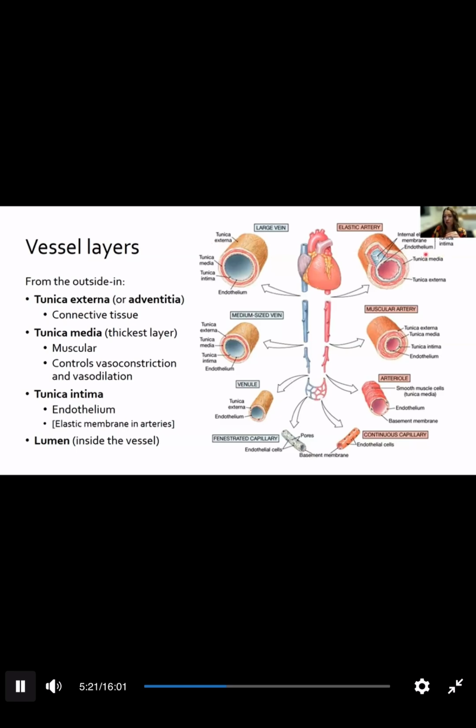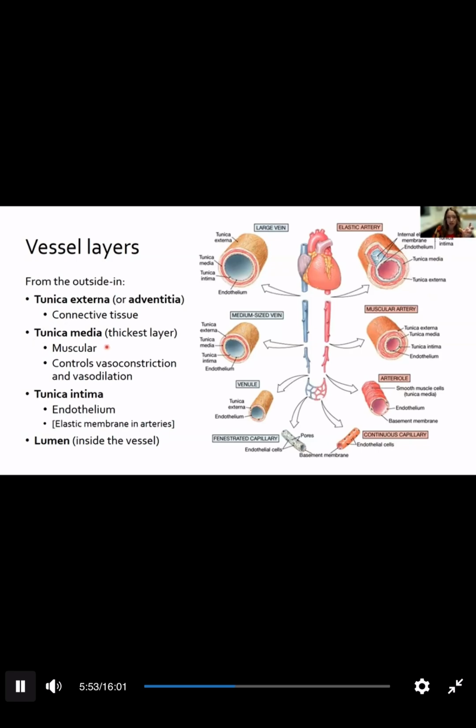And so over here, I'm sorry, my little video icon is probably covering this, but the arteries, the elastic arteries, are going to have an internal elastic membrane that is part of the internal layer here, and then the external and the medial layer. So tunica externa, you will sometimes see this called adventitia. So tunica externa or adventitia, that contains the connective tissue.